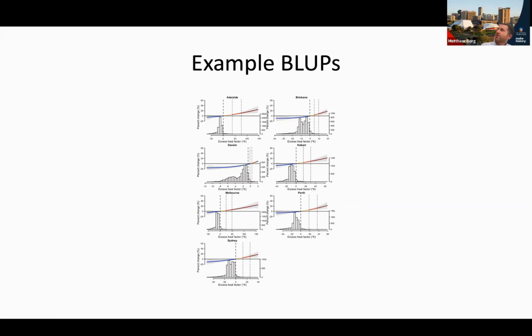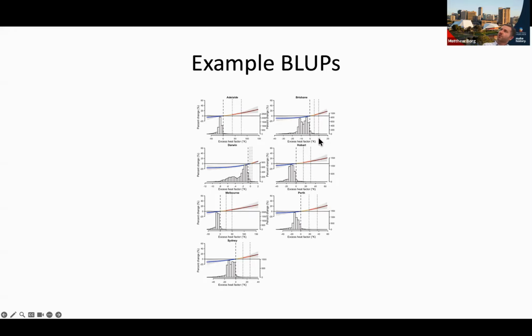In this same study, we tended to use the best linear unbiased predictors, and these are the results for Adelaide, Brisbane, Darwin, Hobart, Melbourne, Perth, and Sydney. We've seen relatively similar effects, and this was actually still true even for the individual models, where we're generally seeing fewer injuries and illnesses in colder temperatures and more during hotter temperatures.